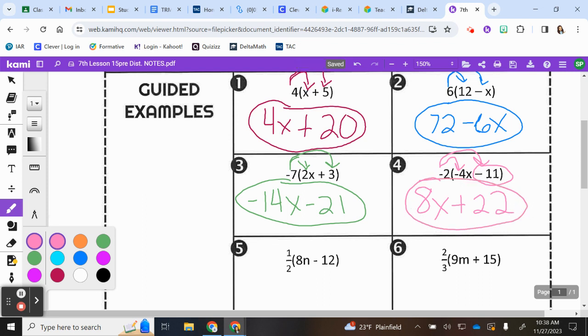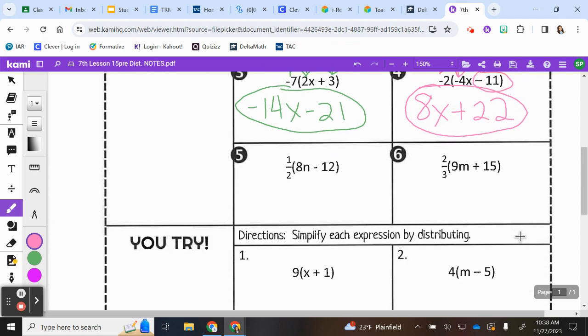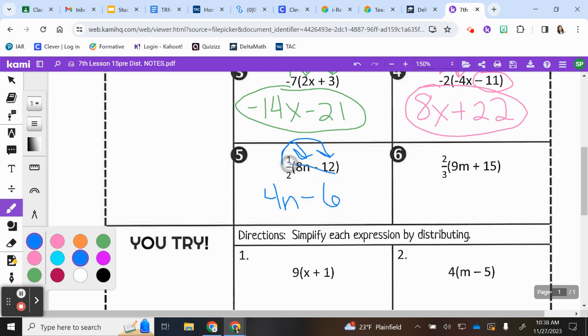Any questions on where I'm getting the numbers? You need to put them in a calculator. Okay, if you can't do mental math, it's okay. Just put them in a calculator. All right, fractions. I think you can do the 1/2 in your head. All right, 1/2 of 8n is 4n. And then 1/2 of -12 is -6. Or -6. It means the same thing.